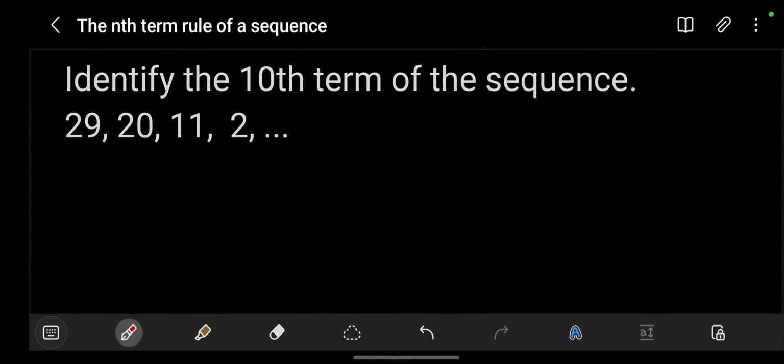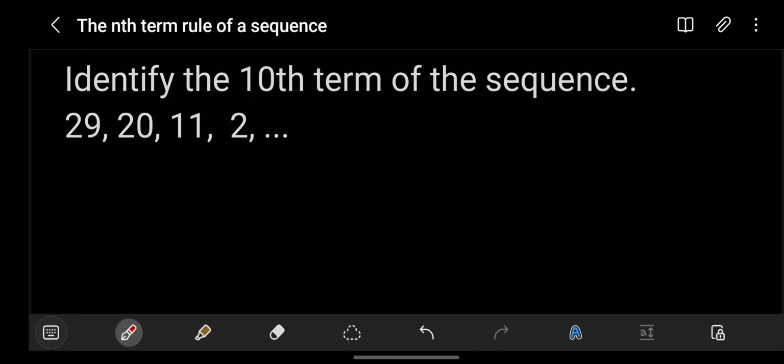Students, today we're going to discuss the n-term rule of a sequence. This is to clarify our previous discussion regarding this lesson. First, we have here: identify the 10th term of the sequence. This is actually your quiz number 2, and I am just clarifying how to answer using the new formula created.